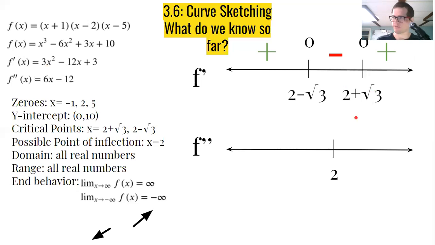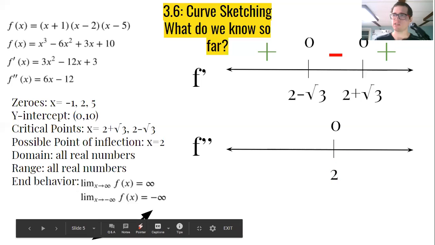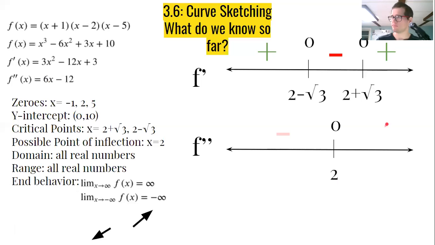Now let's look at the second derivative. We have one possible point of inflection because it's 0 there. So now we want to check what happens before that and after that. Well, it's a number less than x equals 2, 0. Let's plug in 0 to that. Hey, it's negative. All right, sweet.